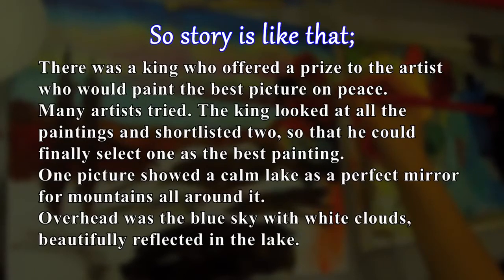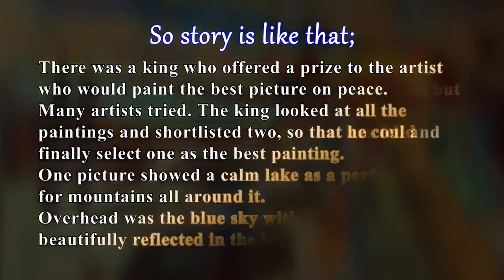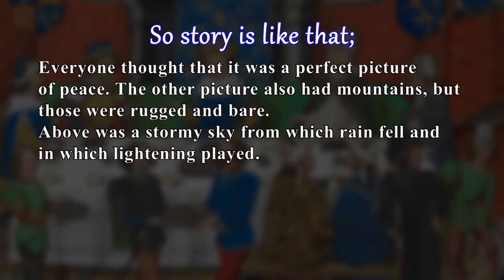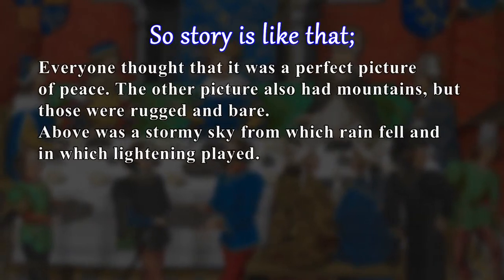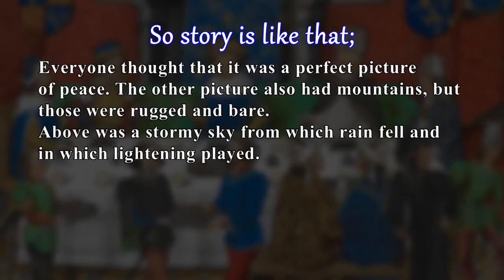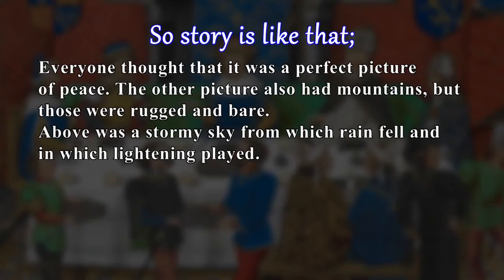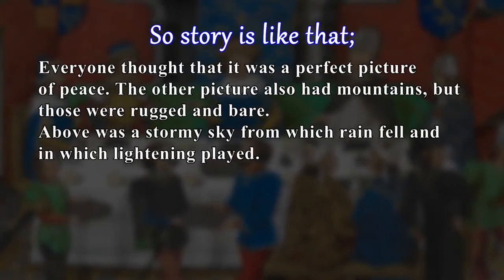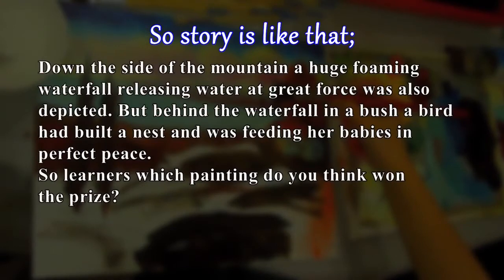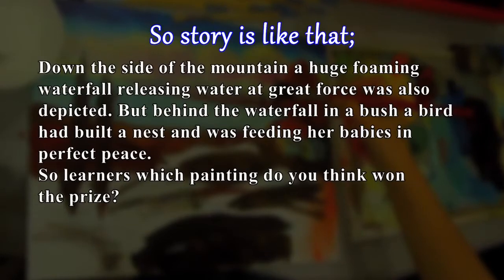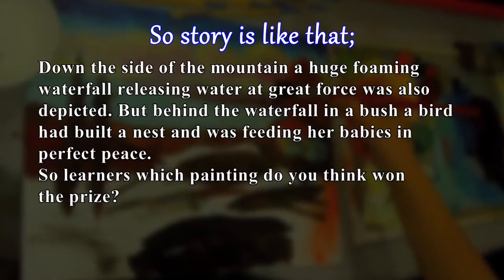Overhead was the blue sky with white clouds beautifully reflected on the lake. Everyone thought that it was a perfect picture of peace. The other picture also had mountains, but those were rugged and bare. Above was a stormy sky from which rain fell and in which lightning played. Down the side of the mountain, a huge foaming waterfall releasing water at a great force was also depicted, but behind the waterfall in a bush, a bird had built a nest and was feeding her babies in perfect peace.